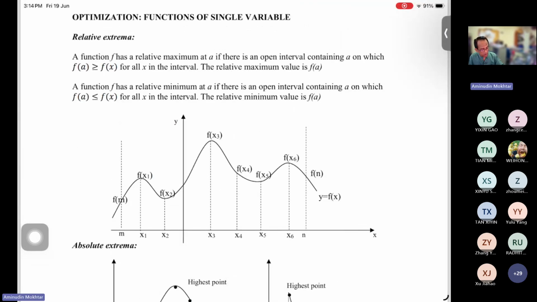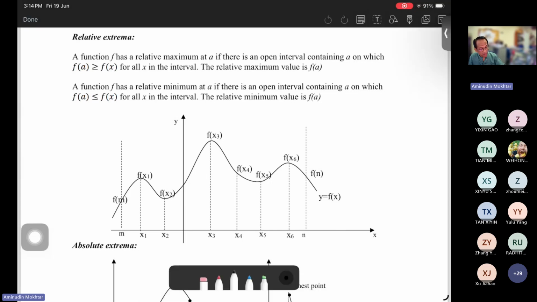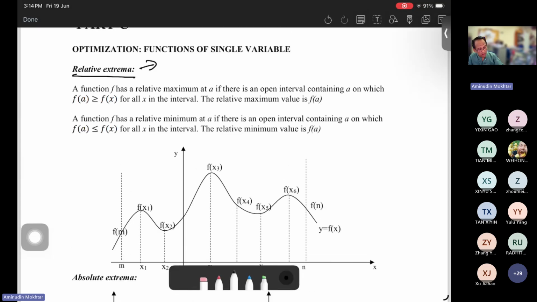This extreme value refers to the maximum and minimum. Maximum and minimum. That's about the extreme value. Nilai extreme can be divided into the maximum or minimum. Maximum or minimum. And that is the extreme value. Okay, how to determine the extreme value?